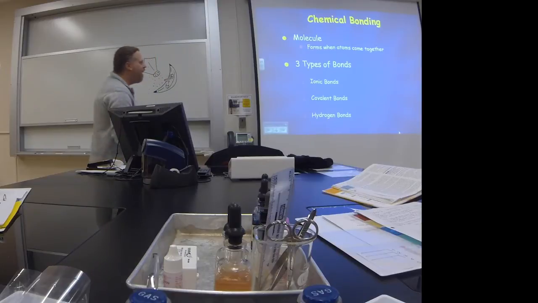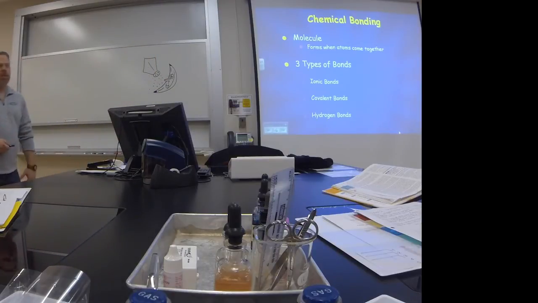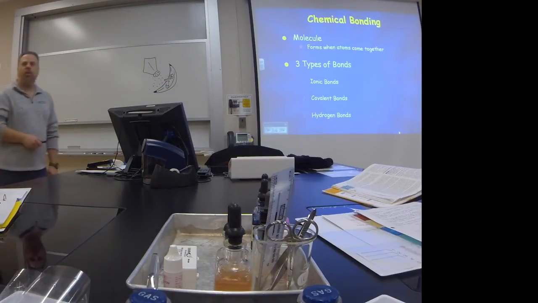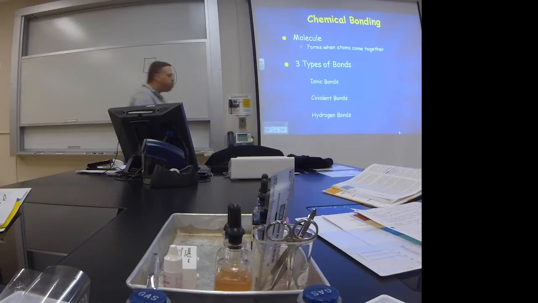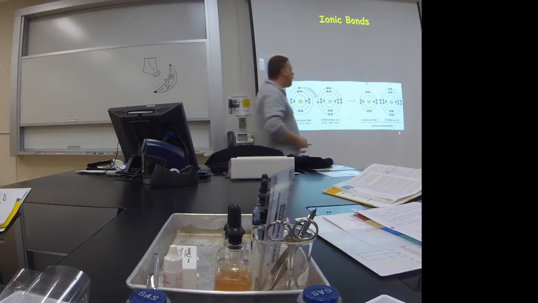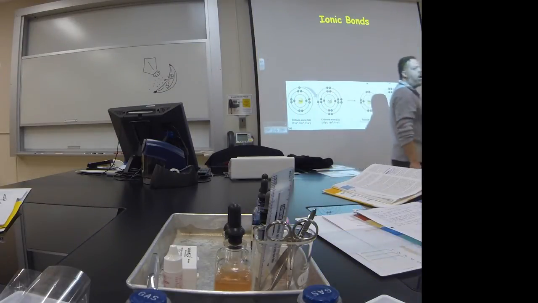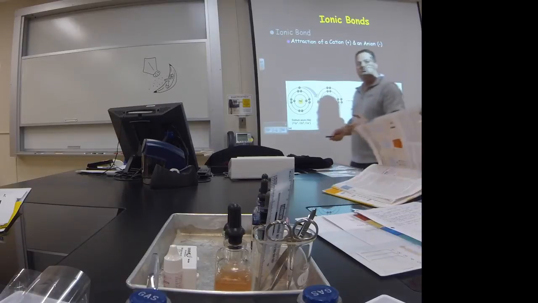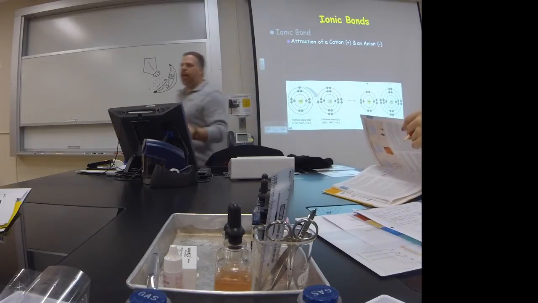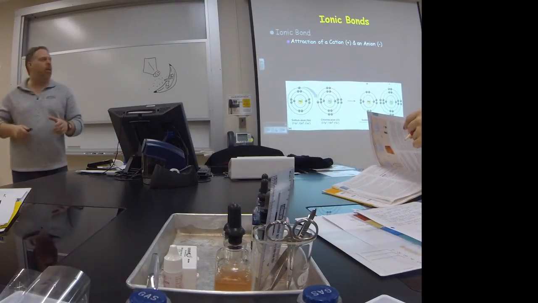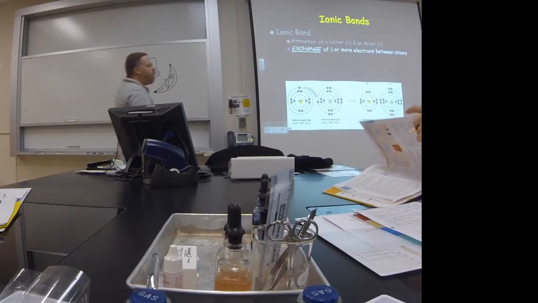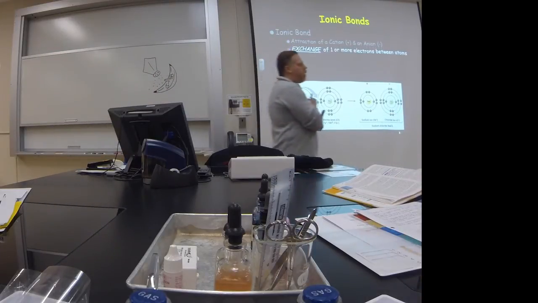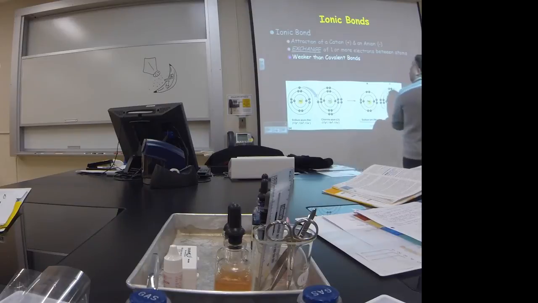No, okay. So we have three different bonds to be concerned about. And yesterday we talked about some of these over here. But now it'll make more sense. Ionic bonds are bonds that are attracted between two, like magnets. A cation and an anion, a positive and negative. And they exchange one or more electrons between the atoms.